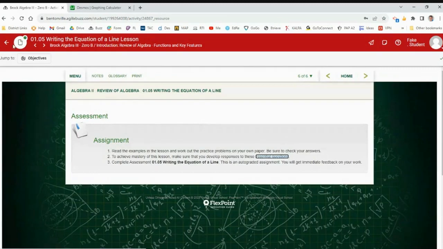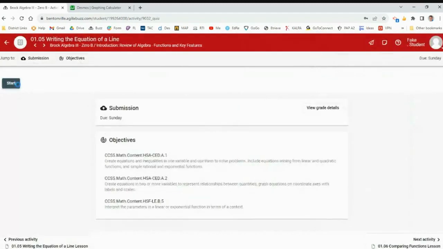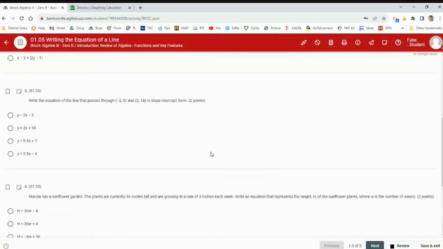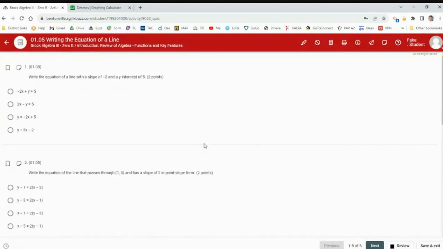It says do the assignment. So if we go to the next one is the actual assignment, start. 1, 2, 3, 4, 5 multiple choice questions, which are the same thing. Write the equation of a line, slope of -2, y-intercept of 5. Or goes through this point, has a slope of 2 in point slope form.